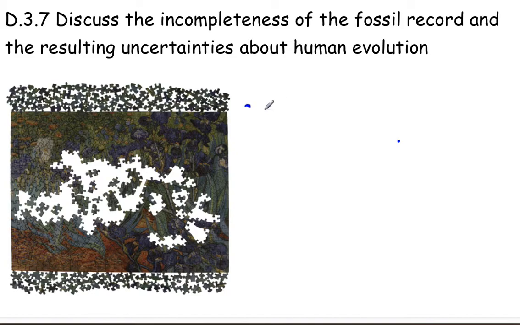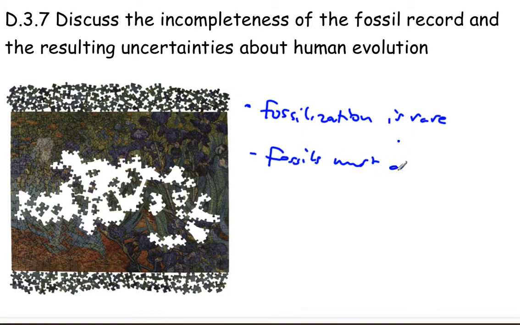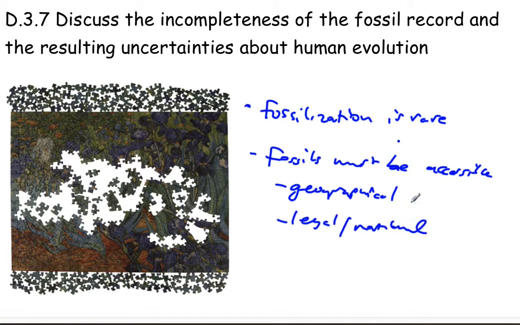And there's many different reasons why we don't have fossils for all the different hominid species. One, fossilization is kind of a rare event. Many conditions must be met for something to be fossilized and be preserved. And so we don't have fossils for every single thing that once was living. Also, the fossils that do exist must be accessible. And so, if there's some kind of physical or geographical barrier, we might not be able to get to the fossils. But also, if there's like a legal or national barrier, or if it's protected in some kind of conservation area, we might not be able to get to those fossils either.